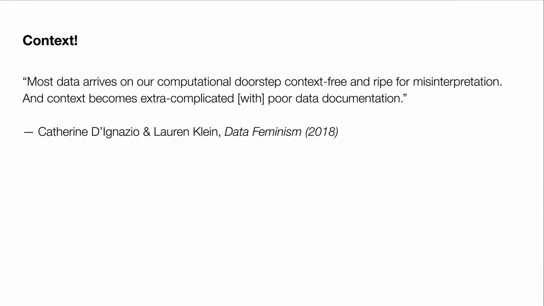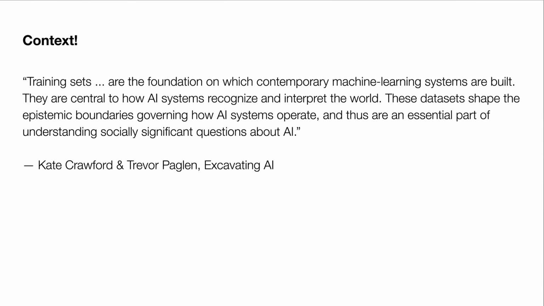First, as Kate Crawford and Trevor Paglen write, training sets are the foundation on which contemporary machine learning systems are built. They are central to how AI systems recognize and interpret the world. These data sets shape the epistemic boundaries governing how AI systems operate, and thus are an essential part of understanding socially significant questions about AI. In other words, we study training sets because if we want to know what an AI is giving us and what an AI is doing, we have to understand the data that it is using.